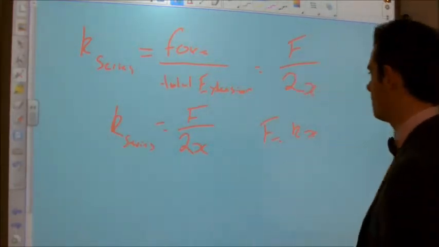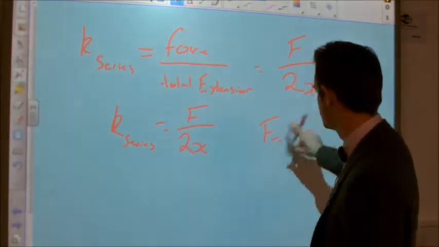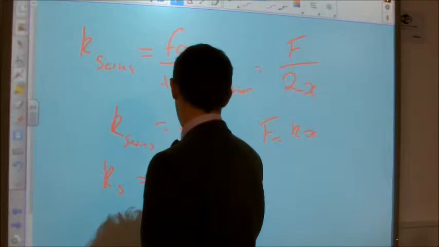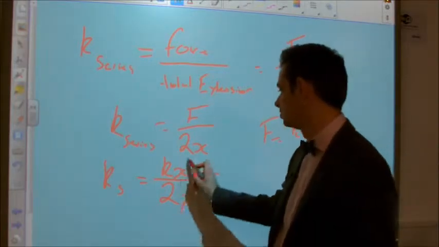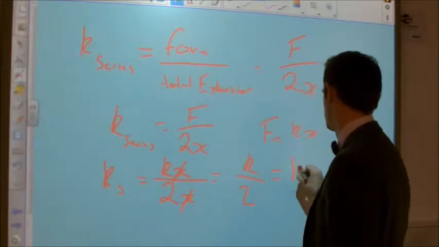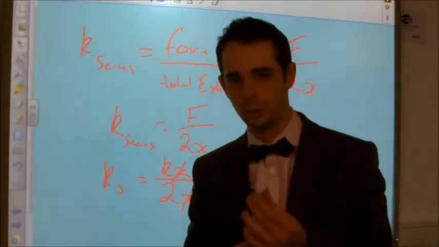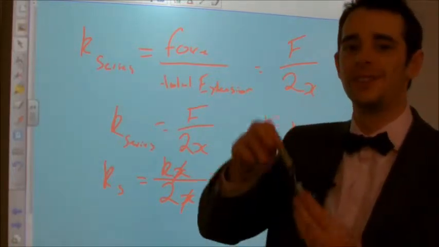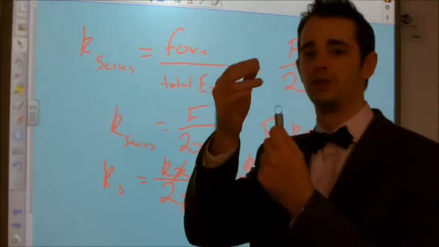Okay, hopefully you've got that, and hopefully you've recognised that we can just do a quick substitution of this F, this force here, with Kx. So we can say that K for series is equal to Kx divided by 2x, which is, those x's are going to cancel, so we end up with K over 2, which is equal to K of the series. So, for two springs that are identical, we can say that the spring stiffness constant for the system is equal to a half of the K value for just one spring.